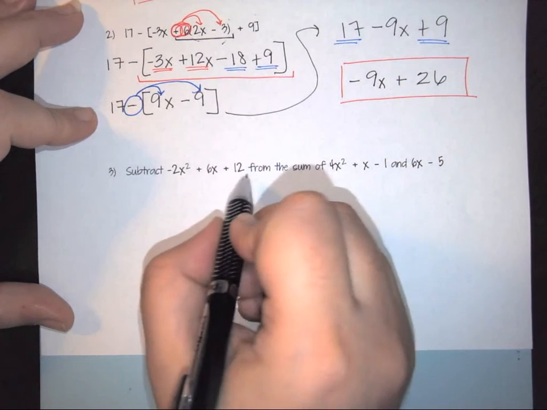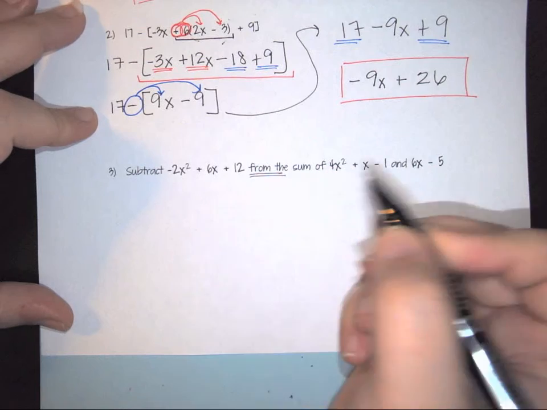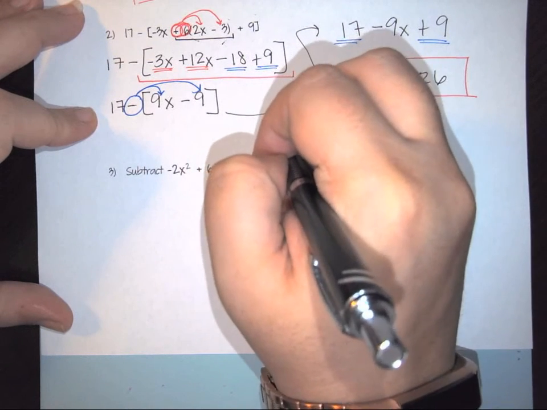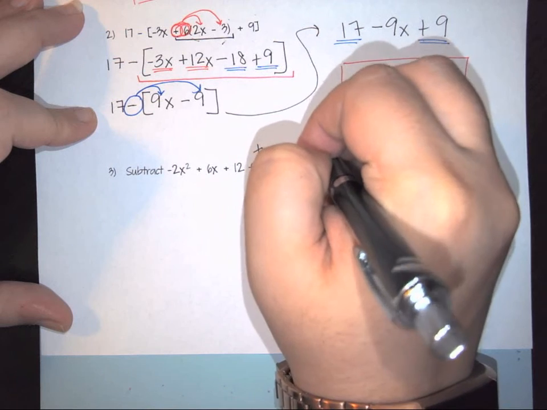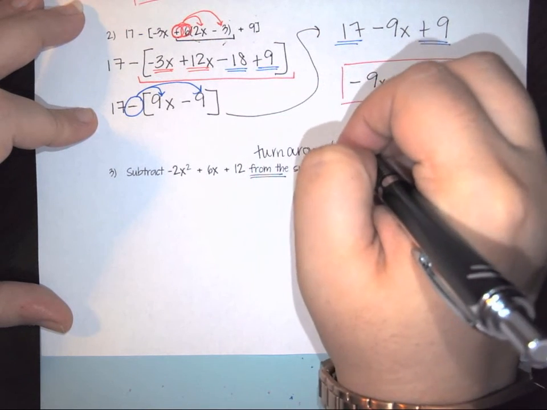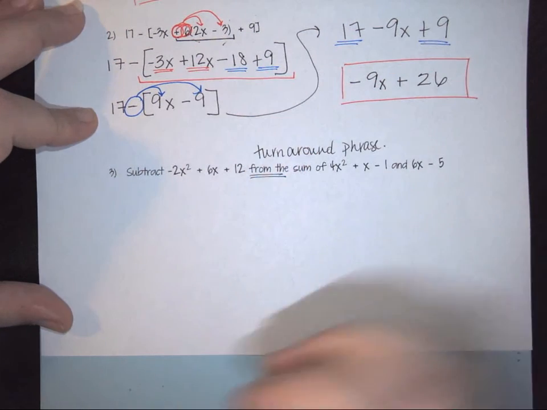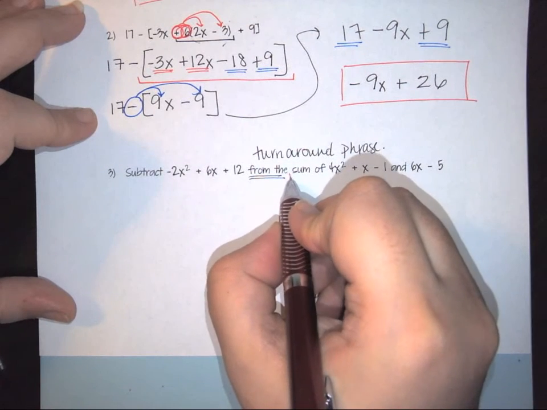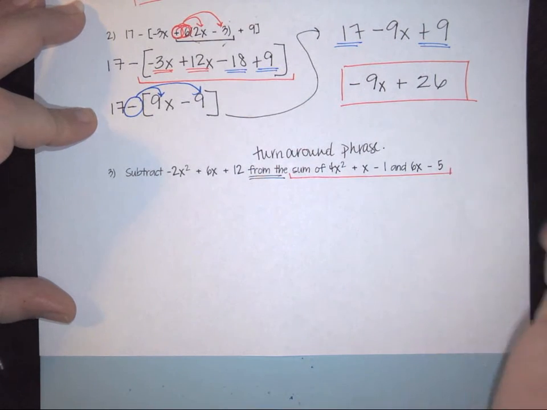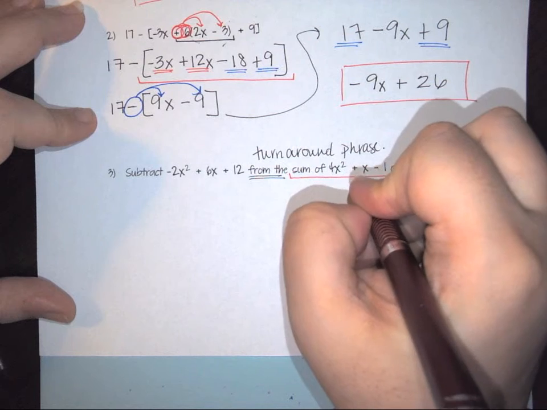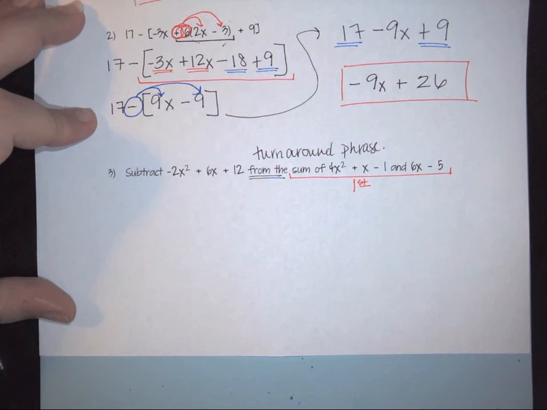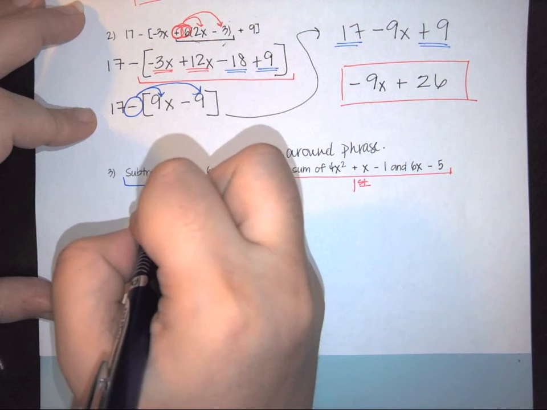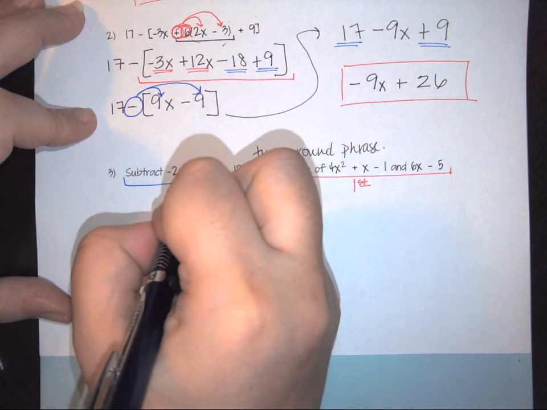So "from the" is essentially what we like to call a turnaround phrase. And what that specifically means is the sum of these two is going to come first, and then the subtract this polynomial part is going to come second.